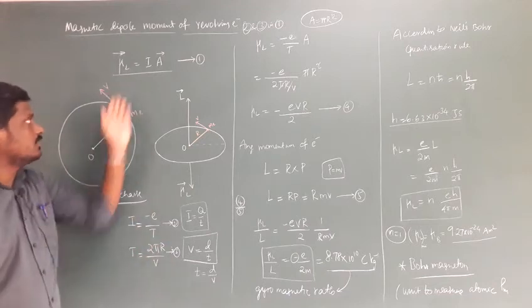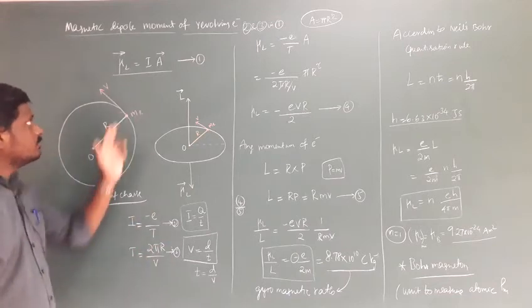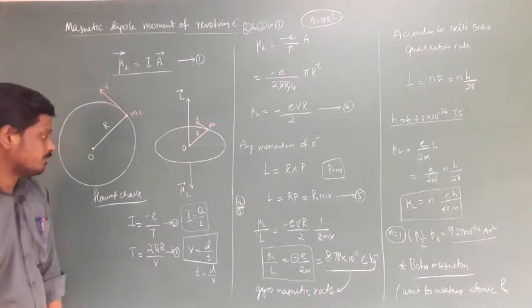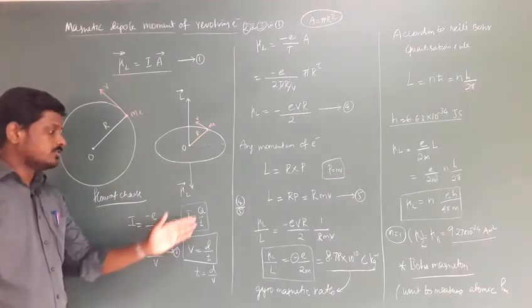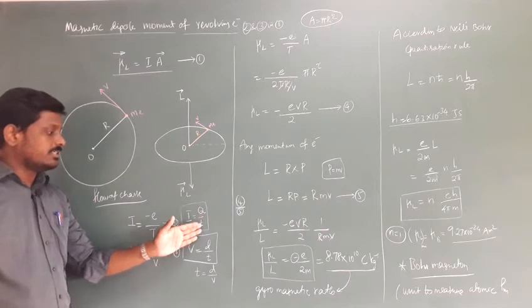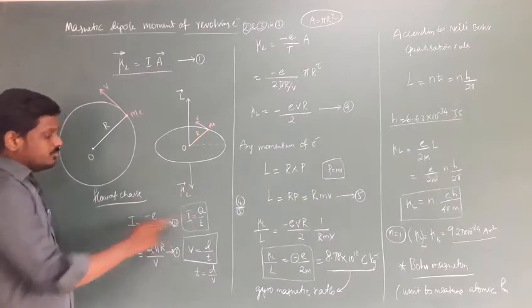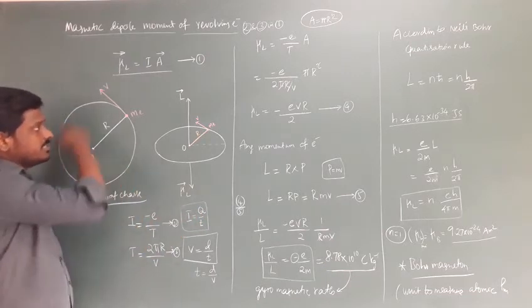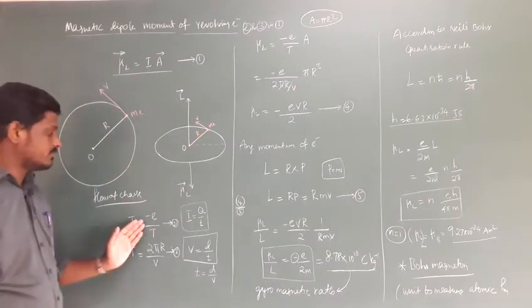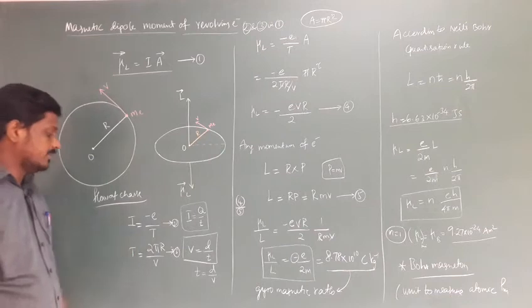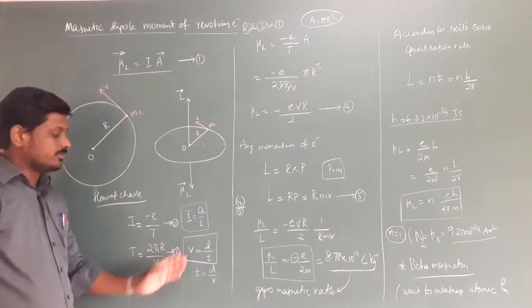So μ_L is equal to the current times the area of the loop, that is μ_L = I × A. Then what is current? I is equal to Q by T, where Q is the charge and T is the time. Here, instead of Q, since the electron is revolving around a circular orbit, we use the charge of the electron, which is −e, and the time period is capital T.